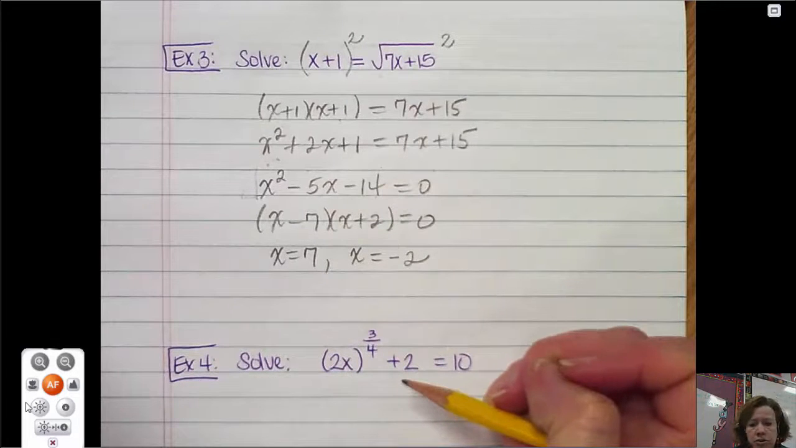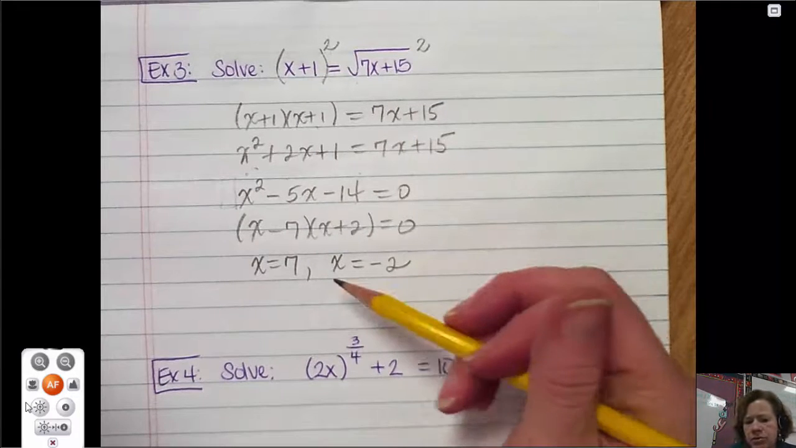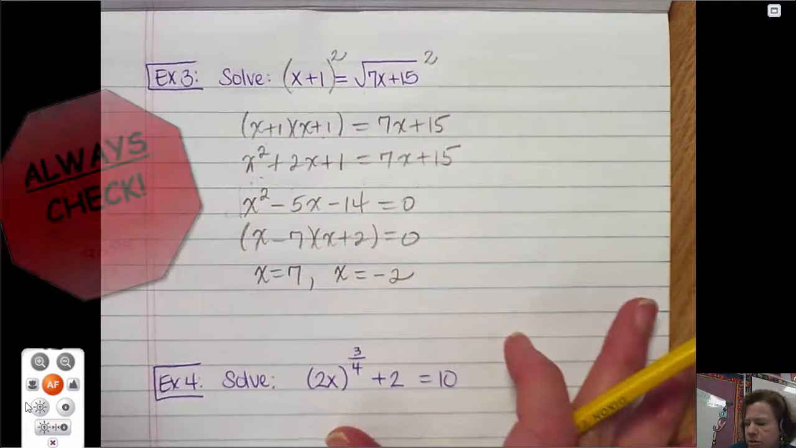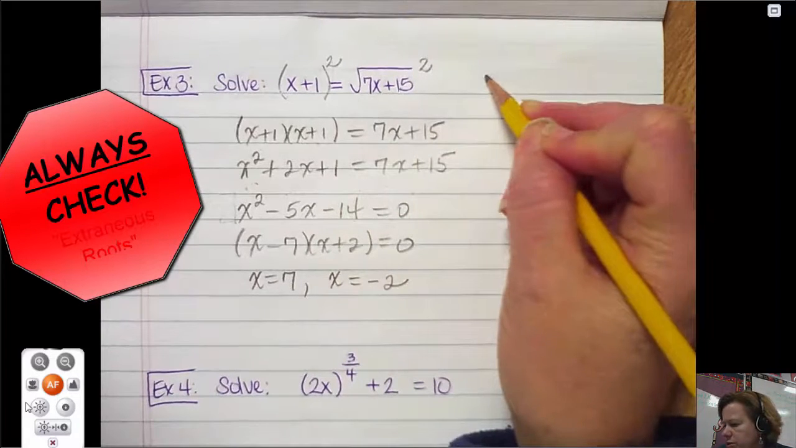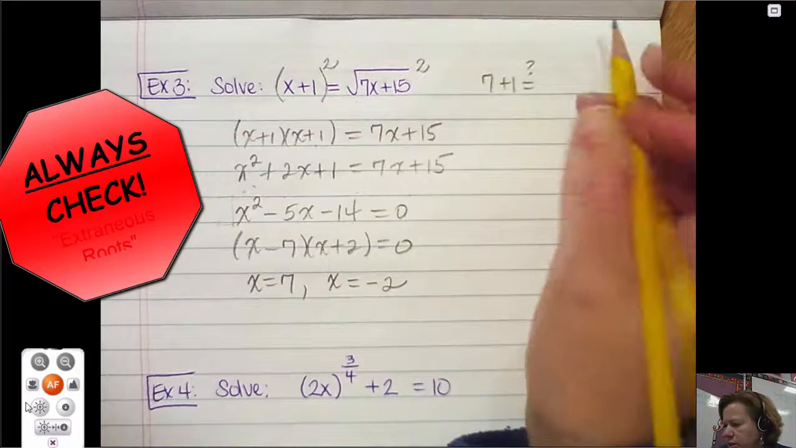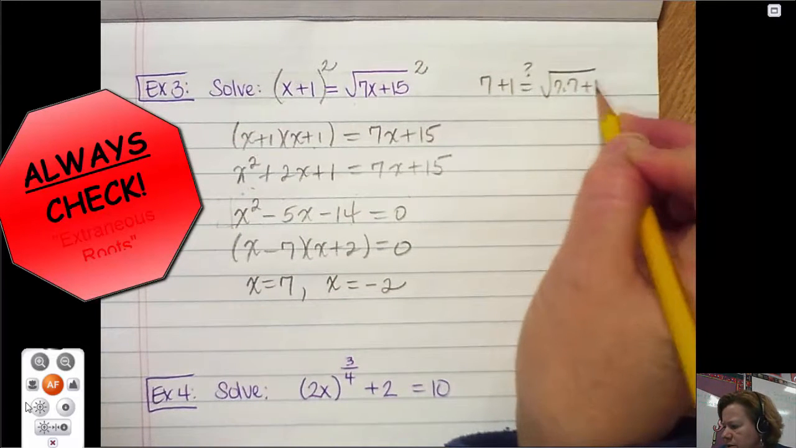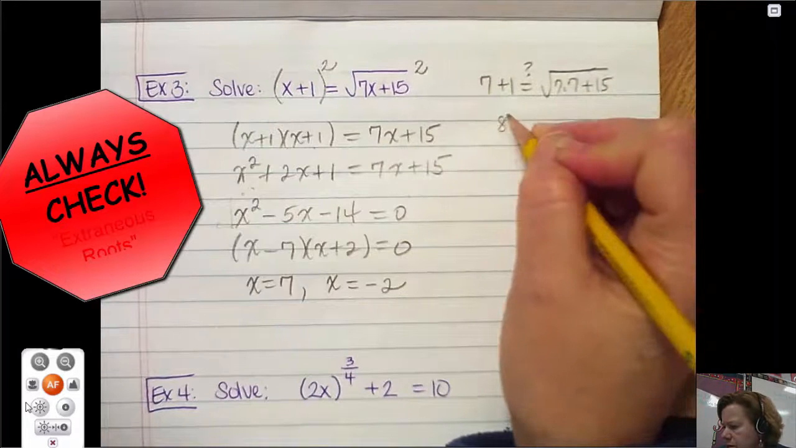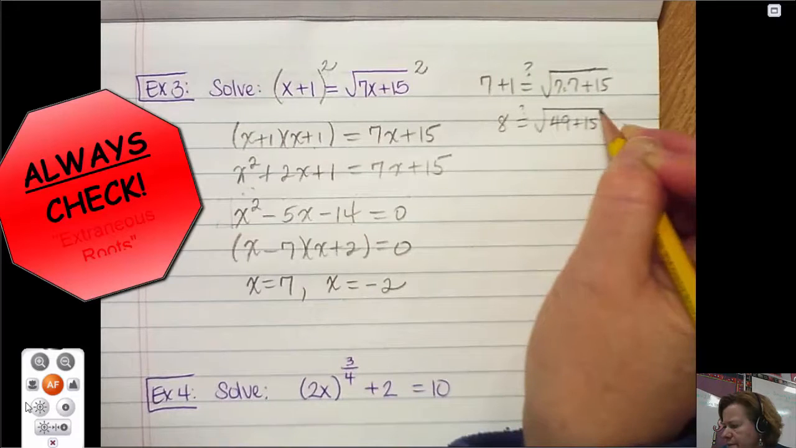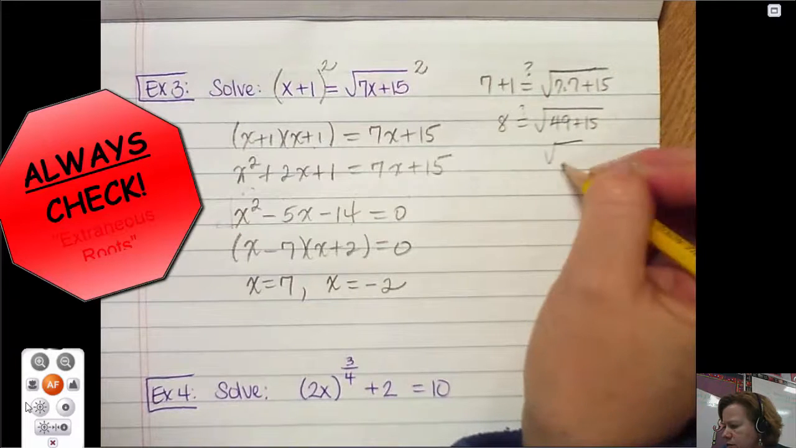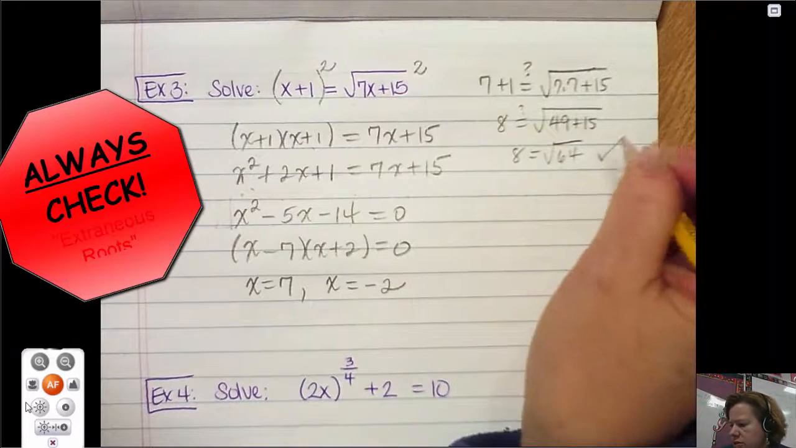Now, I need you to take a minute always to check this. Because again, this is our first example of when we might get an extraneous root. So if you plug in 7 to your original equation, we have 7 plus 1, and we're wondering if that equals the square root of 7 times 7 plus 15. Well, this is 8, and does that equal the square root of 49 plus 15? 49 plus 15 is 64, and the square root of 64 is 8. So 7 checks.